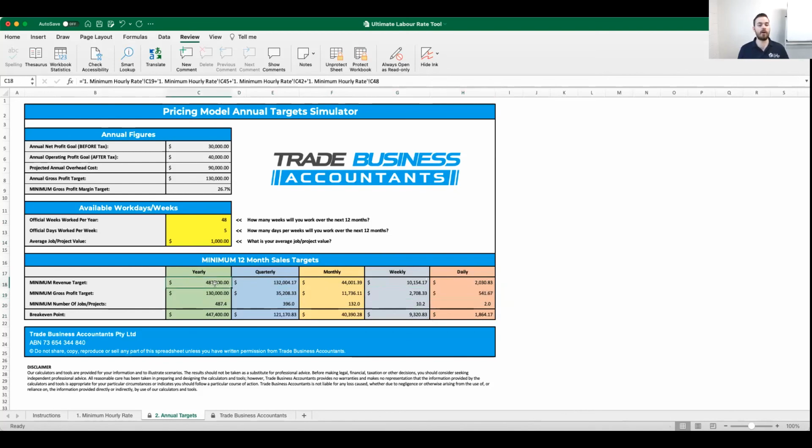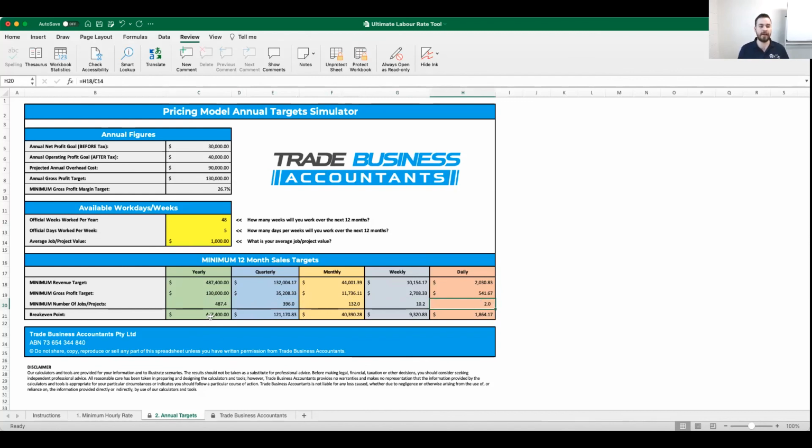All right, now that we know our revenue target and our average job project value, this is just working out how many jobs or projects you need to be doing throughout the year. So we've got 487, 396, 132, 10 a week, two every day. So that's just another simple breakdown.